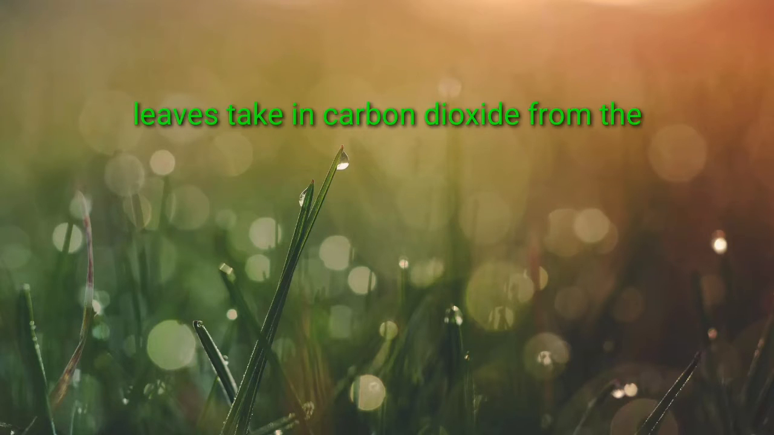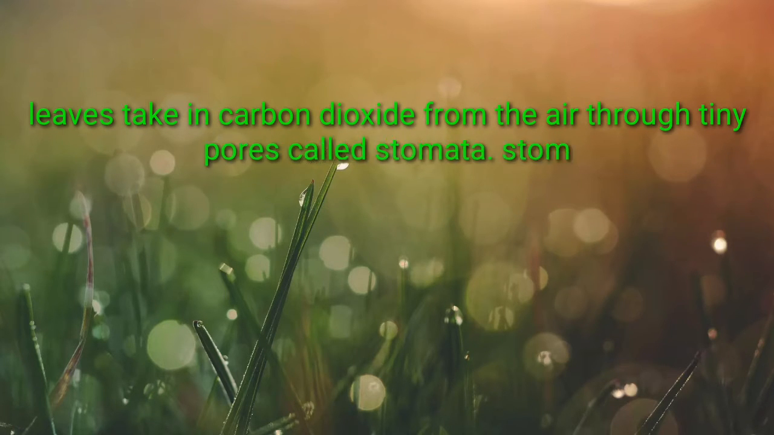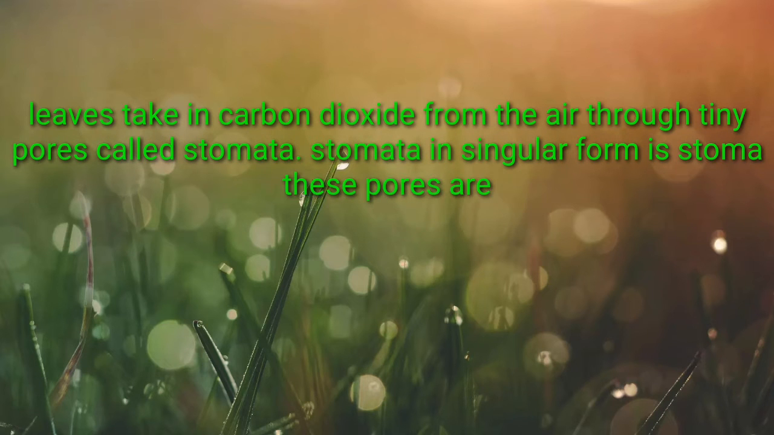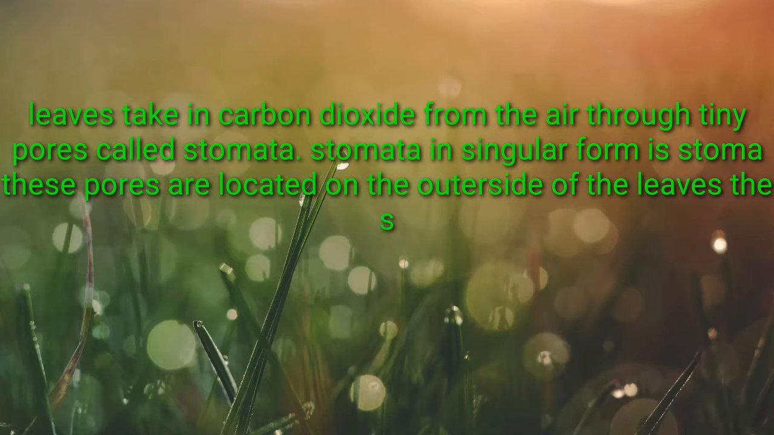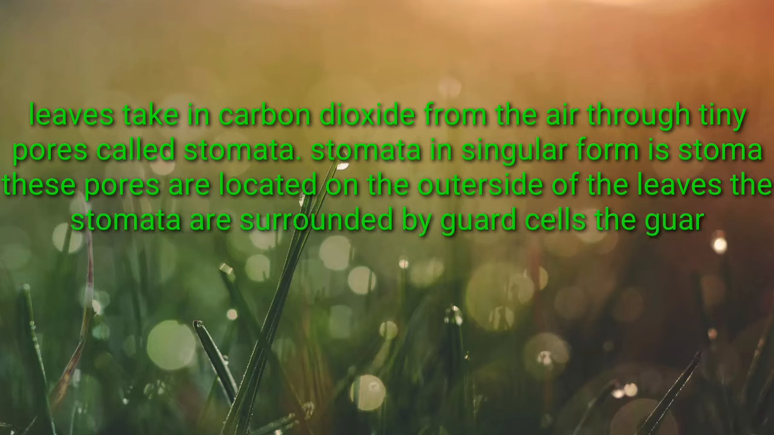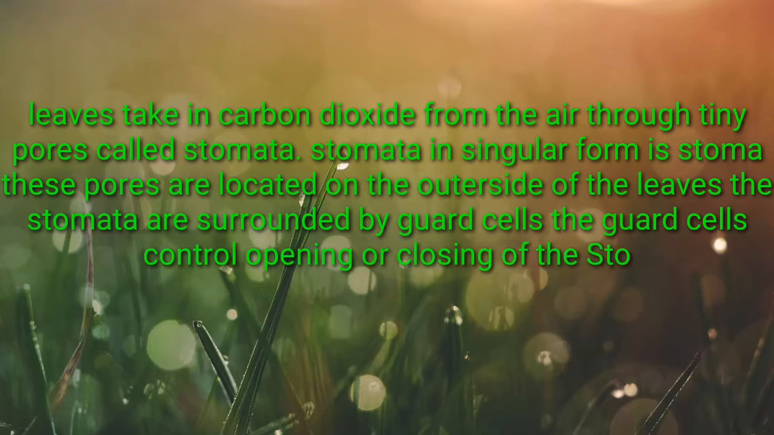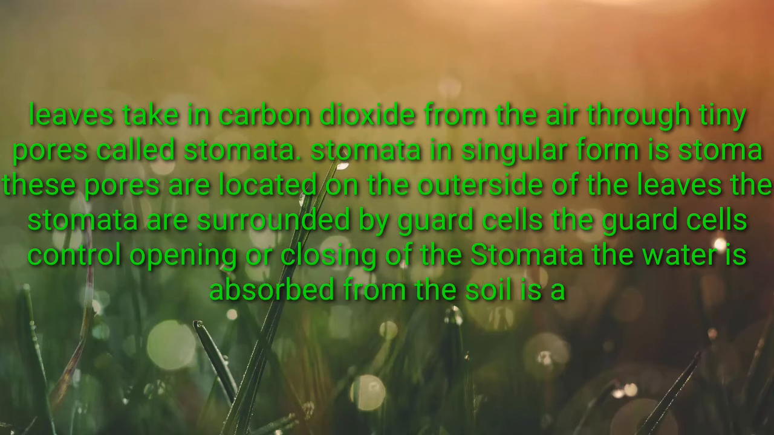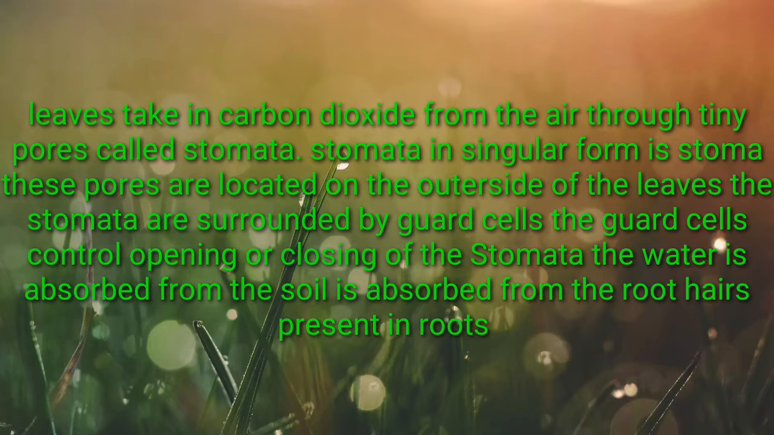Leaves take in carbon dioxide from the air through tiny pores called stomata. Stomata in singular form is stoma. These pores are located on the outer side of the leaves. The stomata are surrounded by guard cells. The guard cells control opening or closing of the stomata.